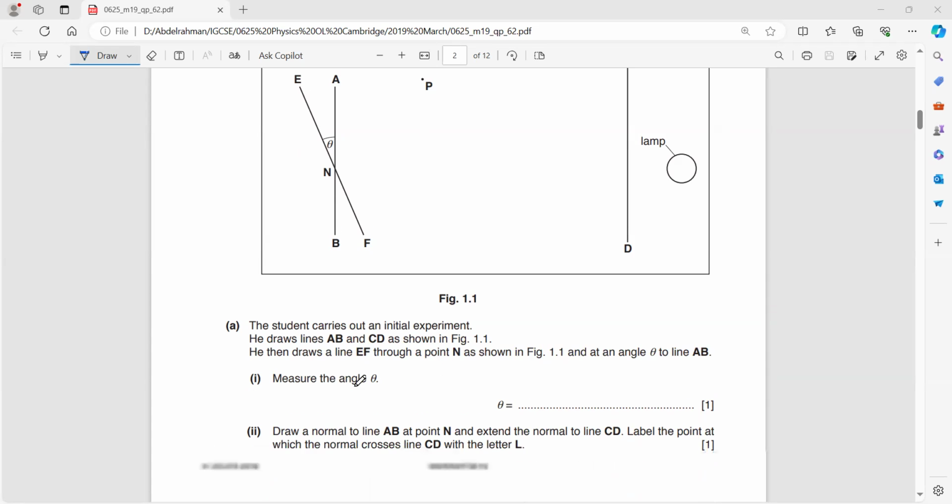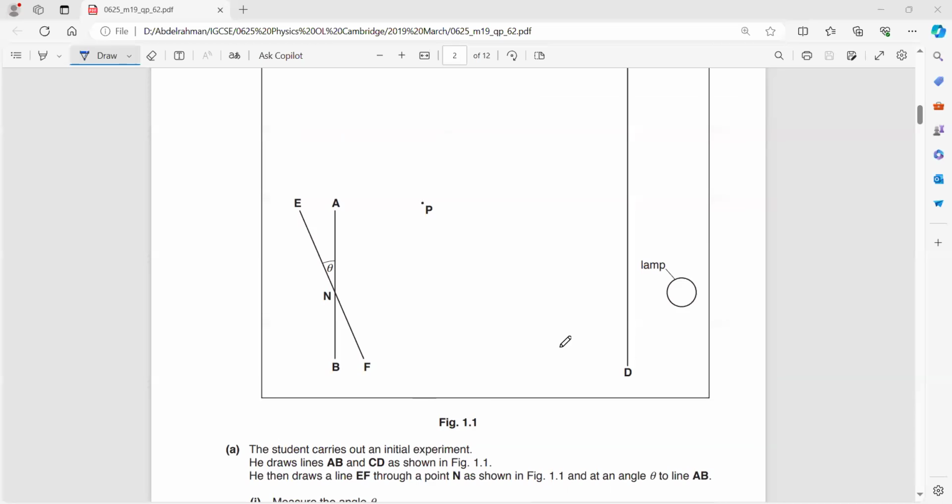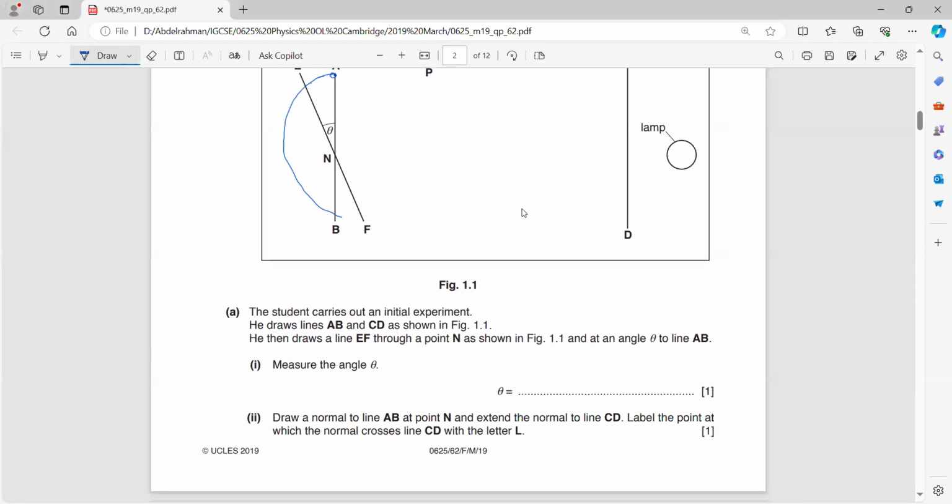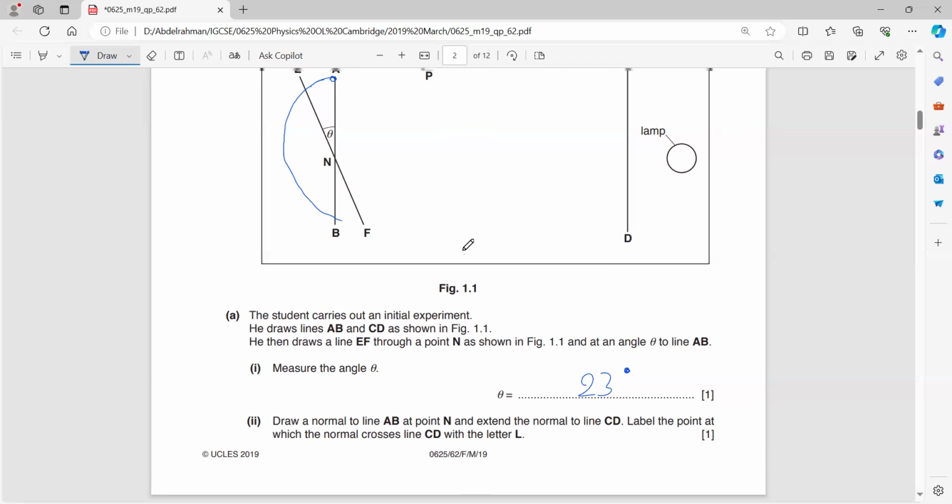Can I measure the angle theta? Yes, I can measure the angle theta using the protractor. I'll simply put the protractor this way and measure the angle: 0, 10, 20, okay. The angle should be around 23 degrees. Do not forget to include the unit. Measure the angle theta, it would be 23 degrees.